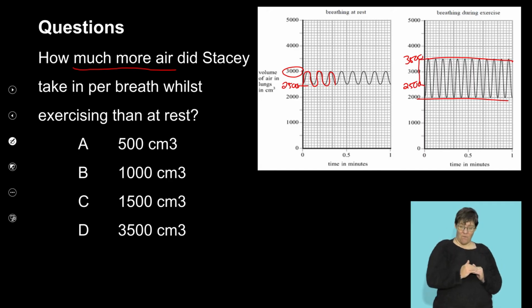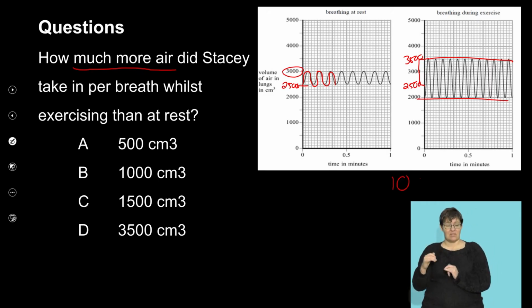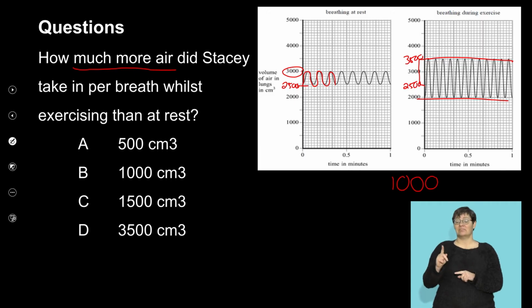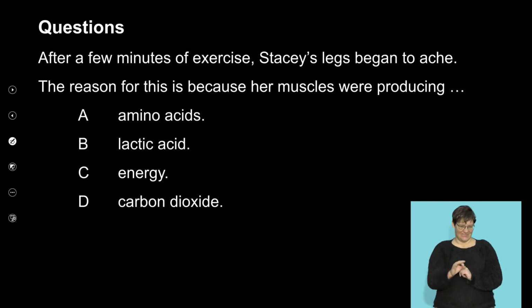So if I do my maths, 2,500 to 3,500, I'm hoping that one of my answers is going to be 1,000 centimeter cubed. And I go through it. A is 500. I know it's not. B is 1,000. I say, oh, thank heavens, that is my answer. And my maths is not so bad.